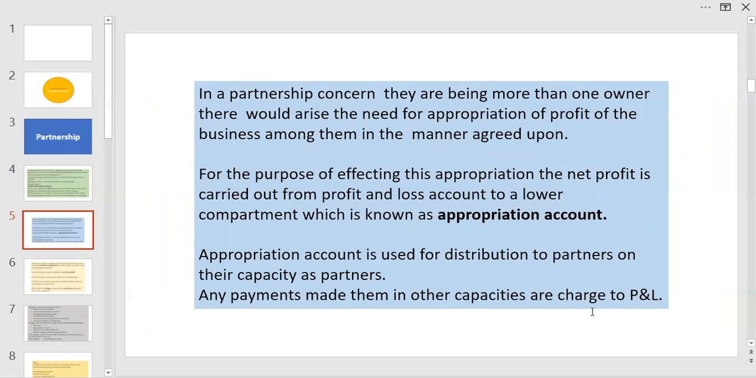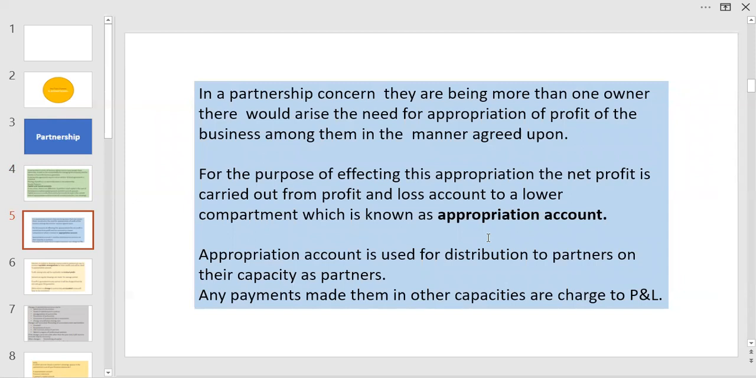In a partnership, since there is more than one owner, whatever the benefit of that business is will have to be divided among partners. Therefore, an appropriation account is necessary, which is a compartment below the profit and loss account where these transactions are dealt with. Students must specially note that the appropriation account is used for distribution to partners in their capacity as partners. Any other payment is in a different capacity.